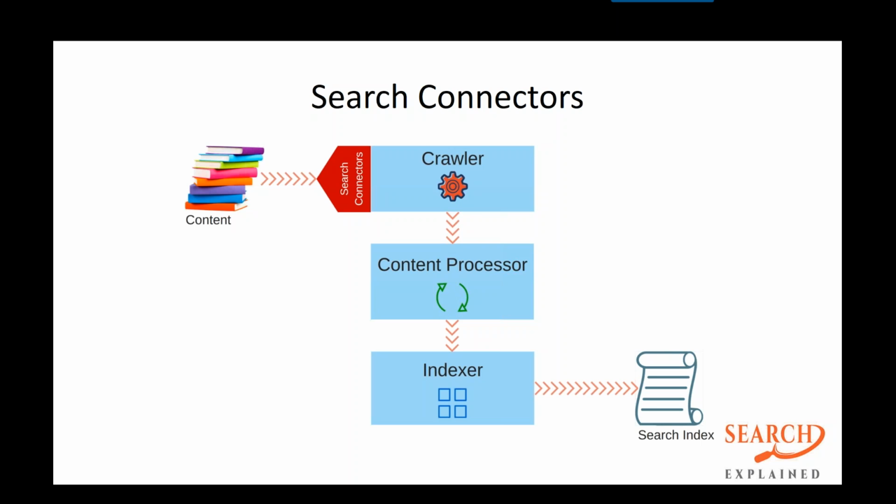But from this point, as soon as the connection is established, and as soon as we are able to enumerate the items from the content source, the process is the very, very same. The crawler takes care of everything through the search connector, and then the content processor and the indexer do the very, very same as before. So this process is really the same, just we have to add some additional components in front of this process.